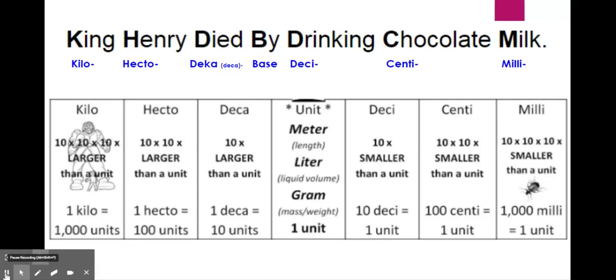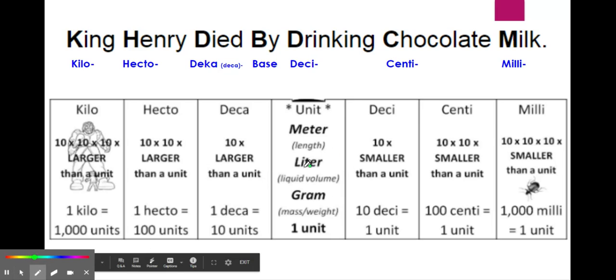Here we have a mnemonic which is going to help us to remember the order in which the prefixes come. It's King Henry died by drinking chocolate milk. We have kilo that stands for the K in king. The H is hecto. D is deca. B is our base, which could be meter, liter, or gram. Then we have deci, centi, and milli, and they're all listed here.